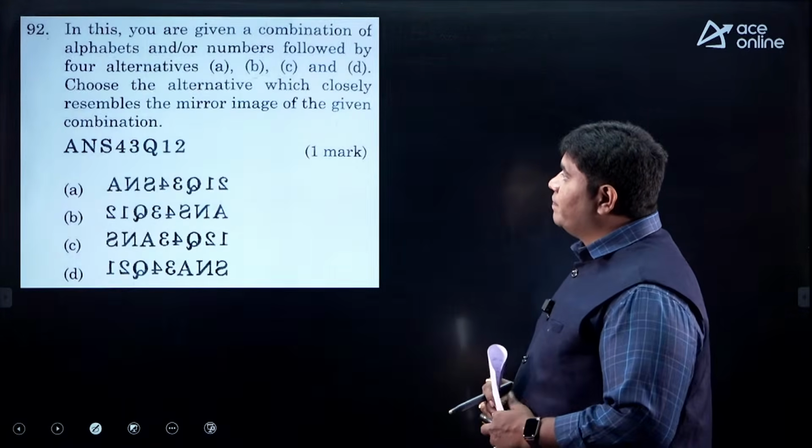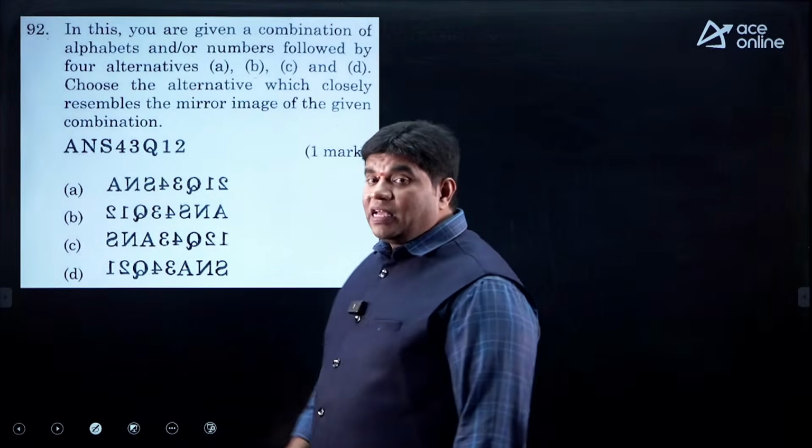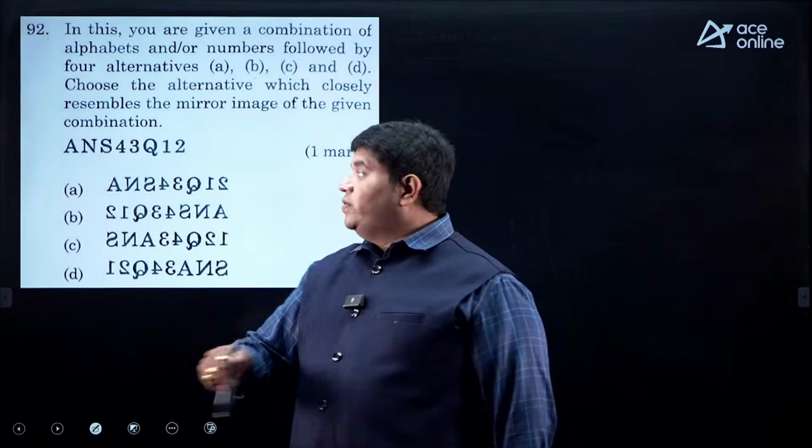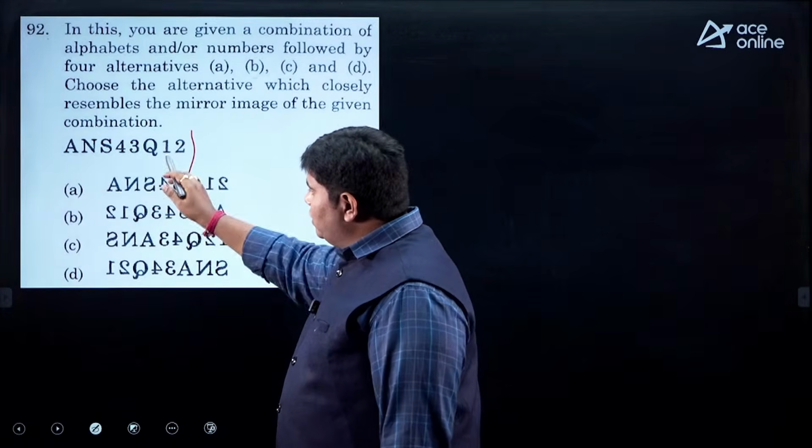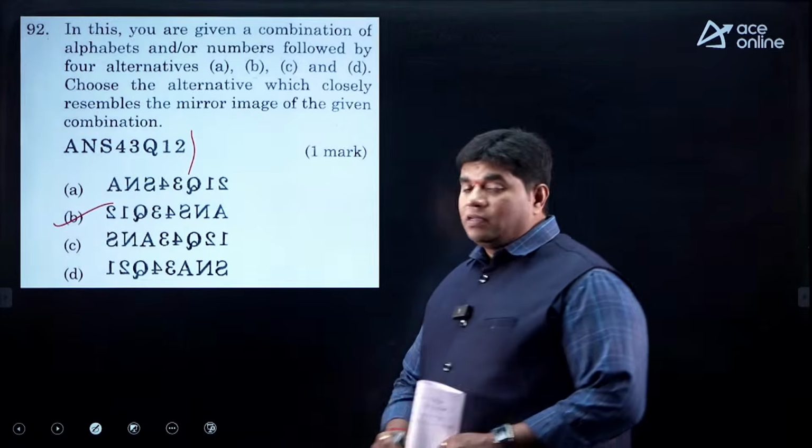Right, my dear friends? Next, this is mirror image. Mirror image means left becomes right, right becomes left. So here the right side is a 2, so start with the 2. So what is the possible option? B is the possible option.